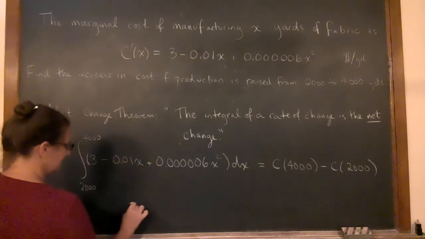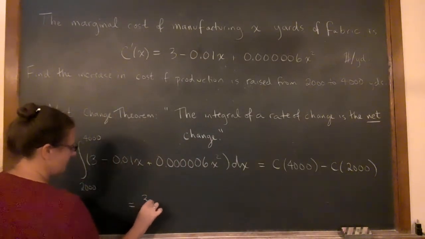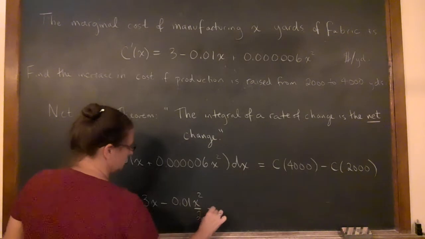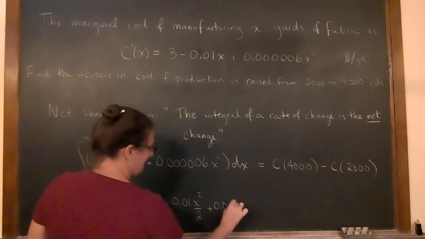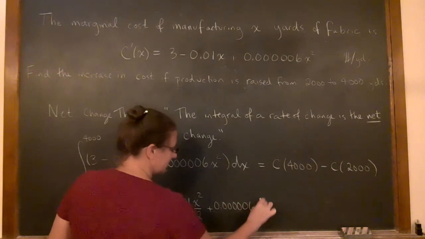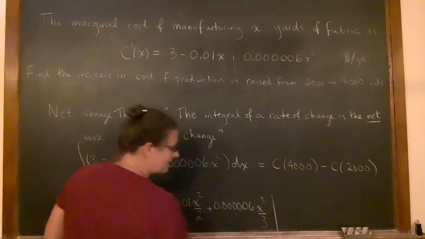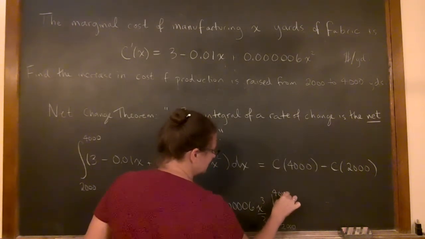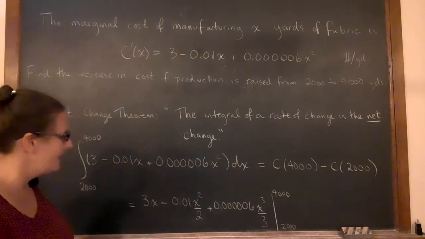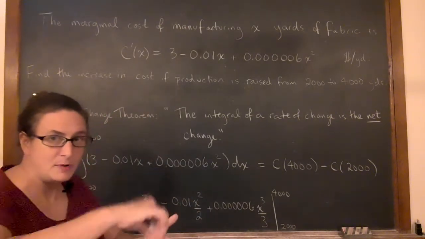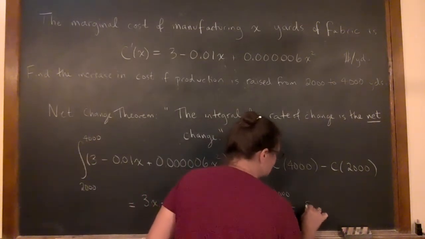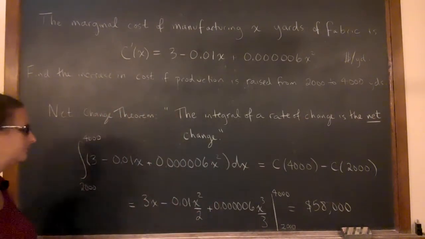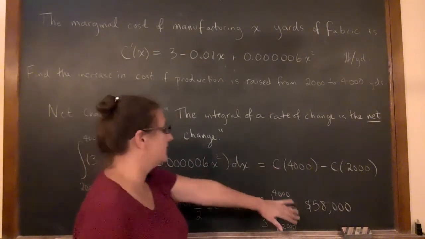Now, when I integrate this, it's pretty straightforward. I have 3x minus 0.01 x squared over 2 plus this thing, x cubed over 3, and I'm going to evaluate that from 2,000 to 4,000. I'm not going to bore you while I plug this into a calculator. The answer is actually 58,000. So you can plug them in and check that as well. So this is going to be the increase in the cost of production.